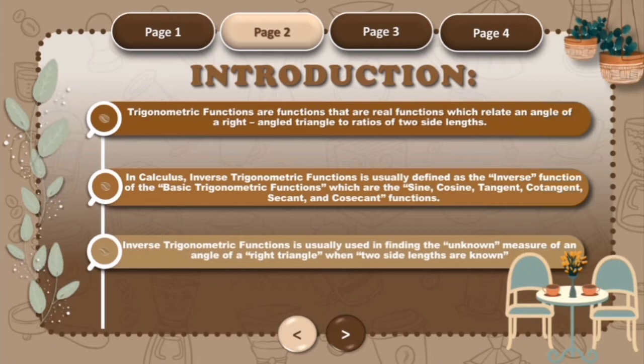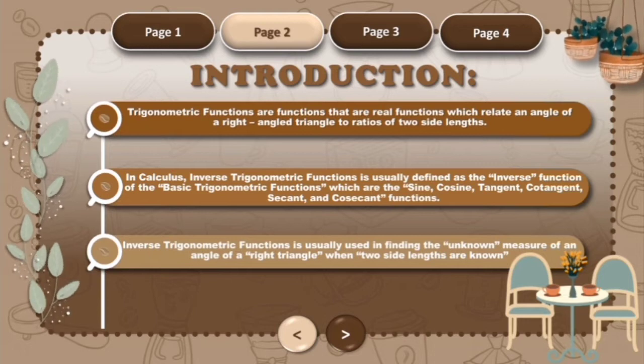Trigonometric functions are real functions which relate an angle of a right-angled triangle to ratios of those side lengths. They are used in a wide range of aspects of sciences that are related to geometry, such as navigation, solid mechanics, celestial mechanics, geodesy, and so on.